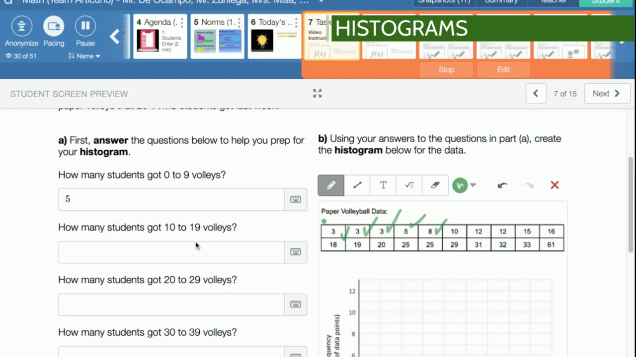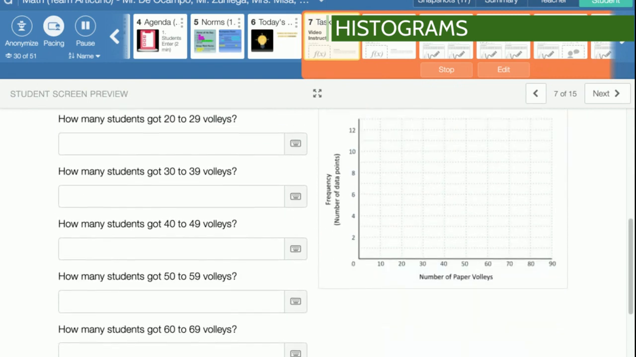And then how many students got 10 to 19 volleys? Again, you could use a different color, and let's count the ones that are 10 to 19. Here's 10 to 19. This 12 is between 10 to 19. 12, 15, 16, 18. Is 19 10 to 19? Yeah. Okay. So you would say 1, 2, 3, 4, 5, 6, 7. And you would keep on doing this and so on.